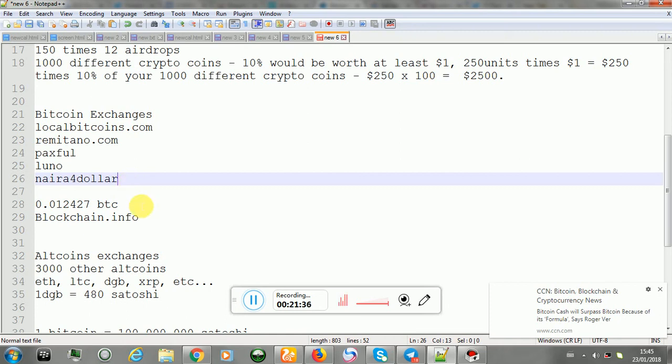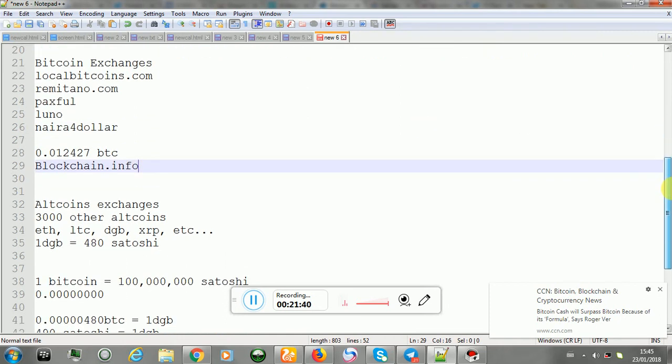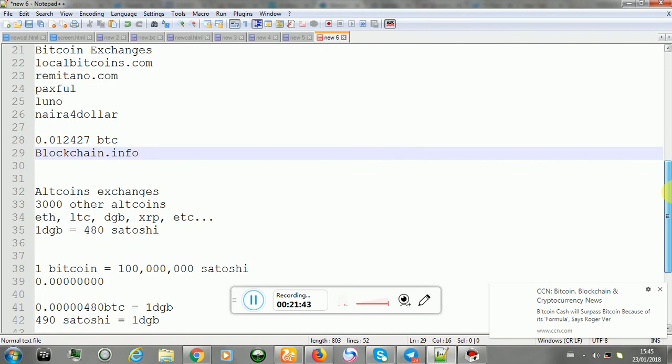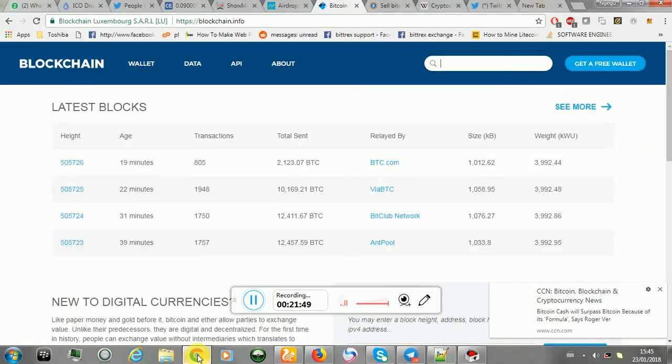So when you buy them, you do anything you want to do with it, but be careful. Make sure a wise decision is in your head before you start. Okay, that is that. And the next thing is the altcoin exchanges.